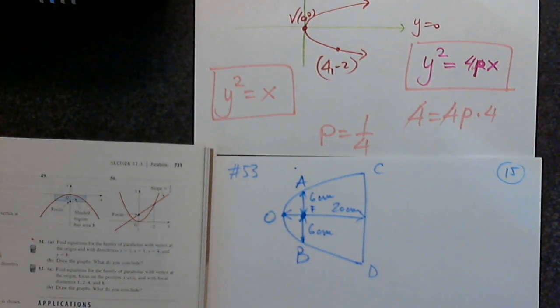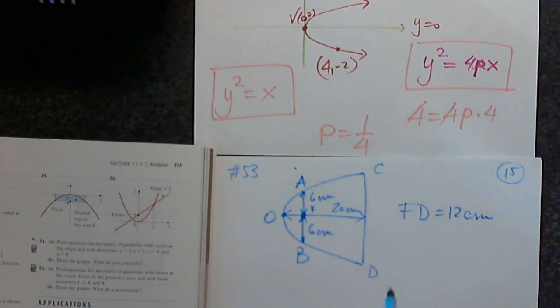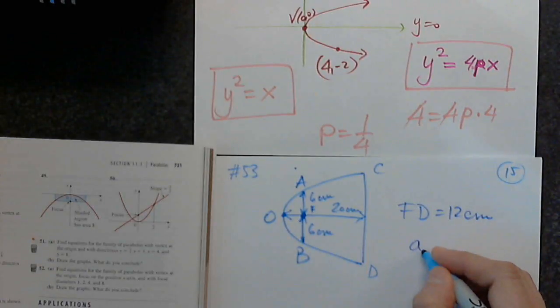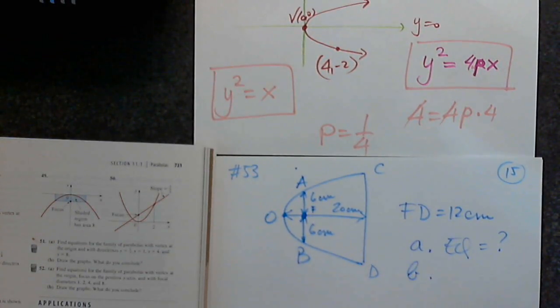Okay, the bulb is placed at the focus and the focal diameter is 12 centimeters. Part A, find the equation. Part B, find the diameter CD of the opening 20 centimeters from the vertex.